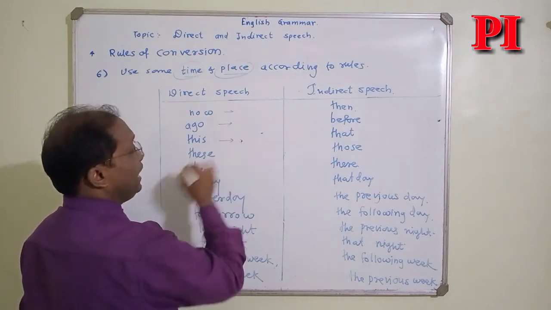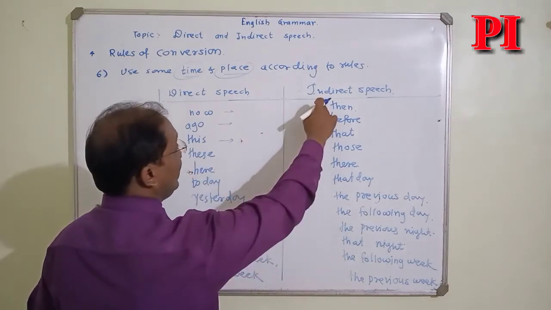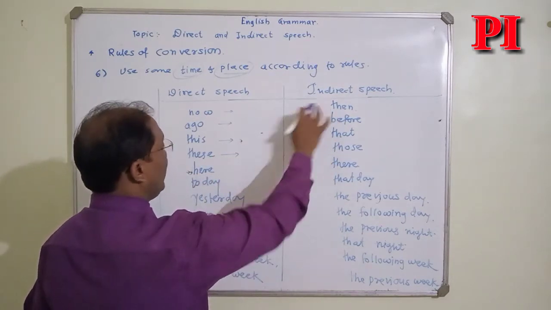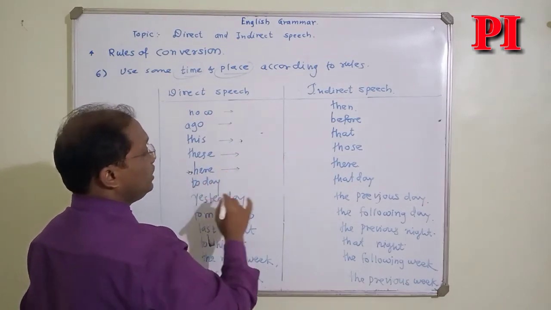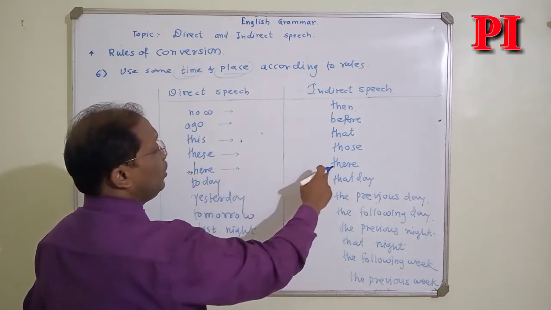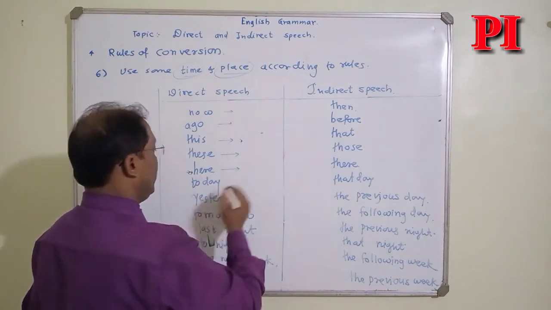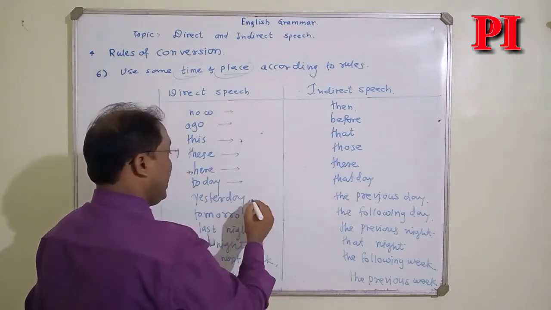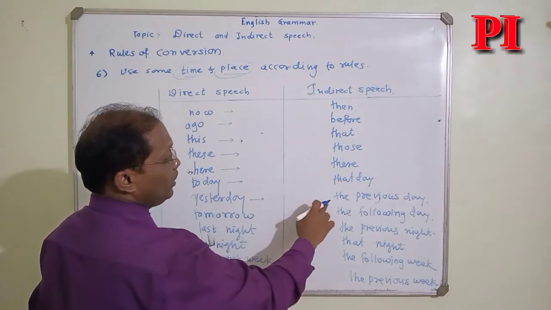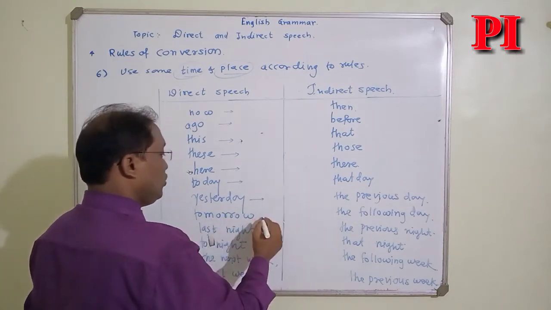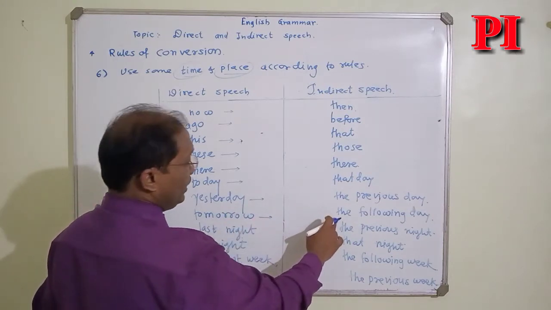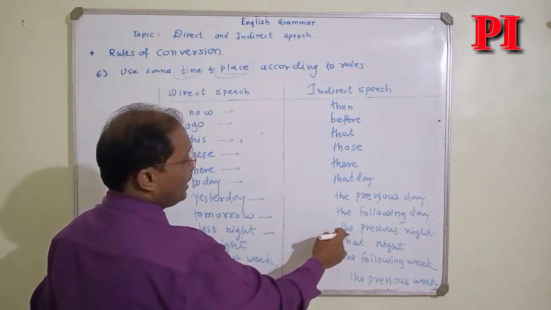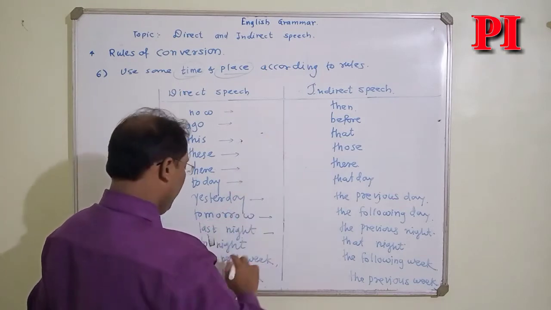If "this" is there, then we use "that" in indirect speech. If "these" is there, then we use "those". "Here" is used, instead we use "there" in indirect speech. "Today" becomes "that day" in indirect speech. "Yesterday" becomes "the previous day". "Tomorrow" becomes "the following day". "Last night" becomes "the previous night" in indirect speech.